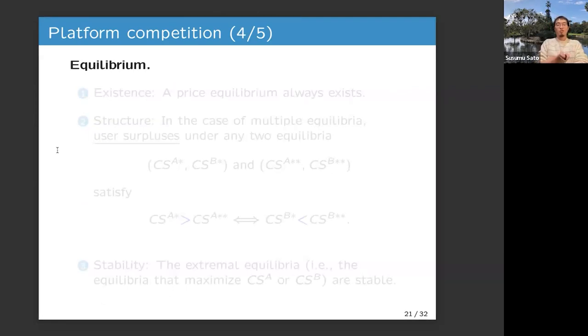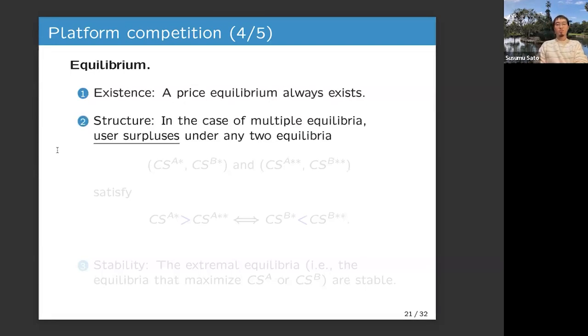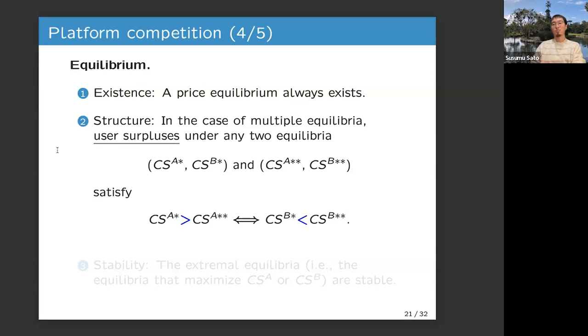So thanks to this structure, we can get a sharp characterization of equilibrium. First, we can guarantee that there always exists a price equilibrium. Furthermore, the structure of equilibria is, in a sense, nice. In the case of multiple equilibria, we can rank different equilibria in terms of user surpluses in this way. If we pick two equilibria with two different user surpluses, and one equilibrium features higher user surplus on group A, then we can show that such an equilibrium features lower group B user surplus. So in that sense, the higher the user surplus on one group in one equilibrium, the lower the user surplus on the other group that equilibrium obtains.